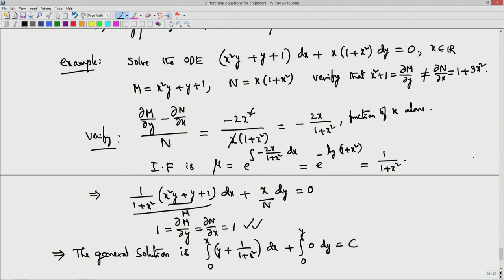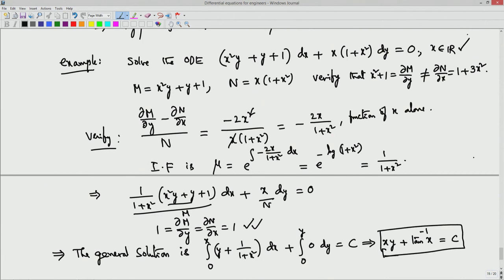This is my solution, this is anyway 0. So what is the solution? You can see, if you integrate the first term, that is going to be xy plus tan inverse x, minus tan inverse 0, which is 0, equal to a constant. So this is your general solution of the given equation.